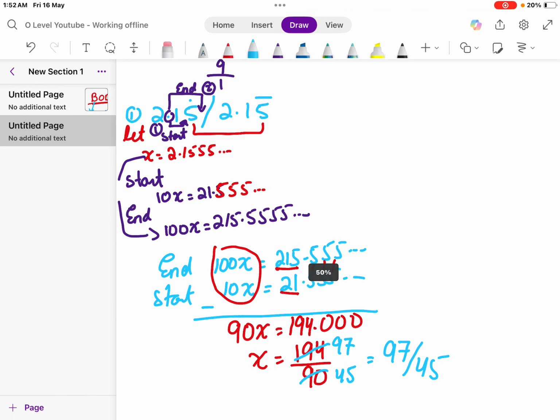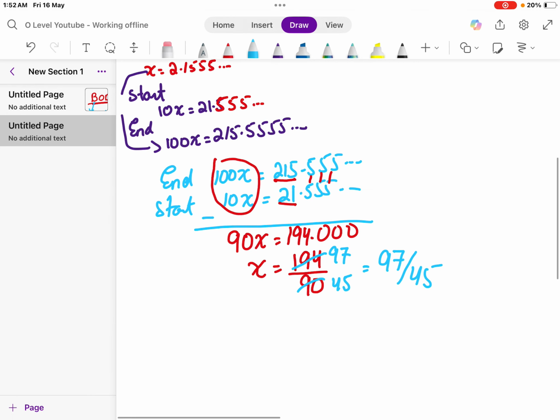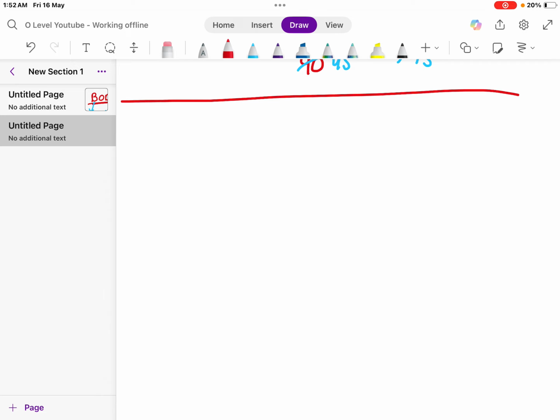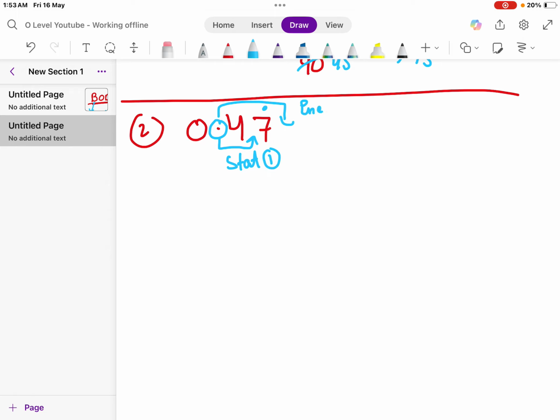I hope everything is clear. We will do 2-3 more questions, so you will get to know the concept again and you will get to know the basic steps. Now one more question we are doing. The next question I have is 0.47 and the recurring number is 7. Again the same steps. First we need to understand the starting point. After one digit the recurring number starts, and after two digits it ends.